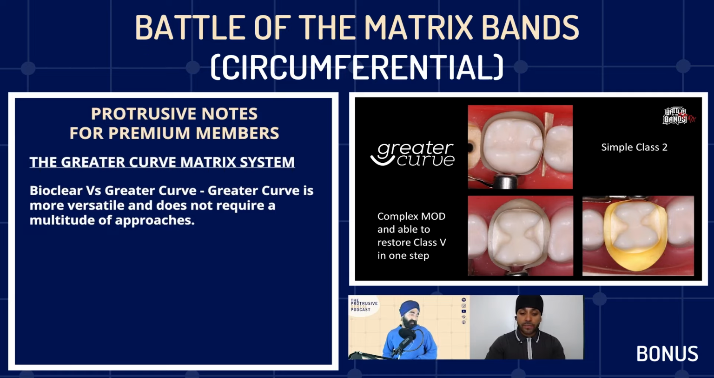I guess a good thing there is that with BioClear, you need the different curves and different sizes for different posterior cavities, and that's a lot of stocking. Whereas with this, with the standard, you're suggesting that you could do class 1, 2, 3, 4, 5, and the whole lot of them with the one system. So there we are. You've got a photo there showing the other classes as well.